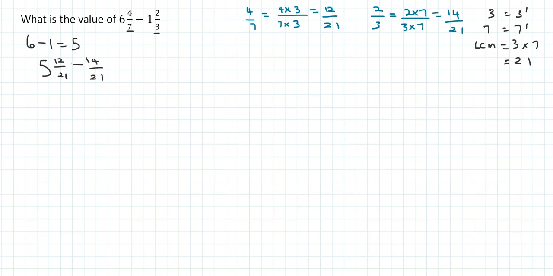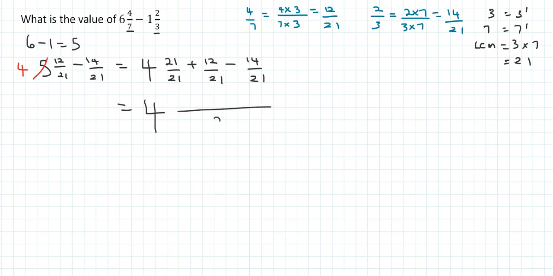Now what you can see here is that the numerator on the left is smaller than the numerator on the right, so we're going to have to borrow 1 here, and that's going to be 4. The one that we borrow is going to look like this. It's going to be 4, and then we have 21 over 21 plus 12 over 21 minus 14 over 21. So now we have a common denominator, so now let's deal with the numerators. We have 21 plus 12 minus 14.